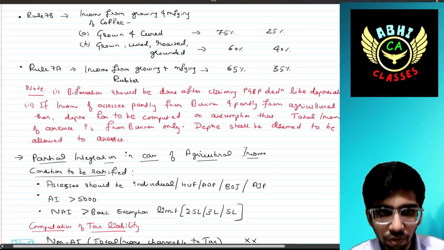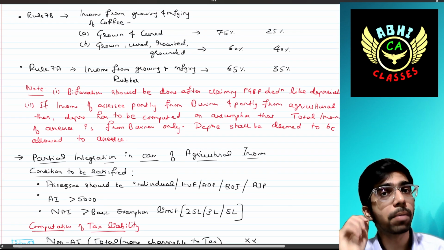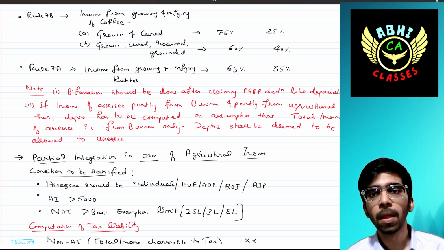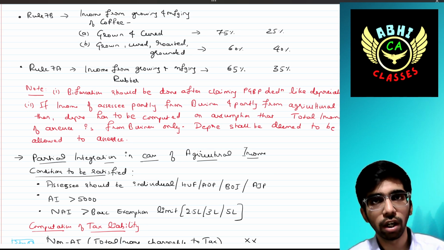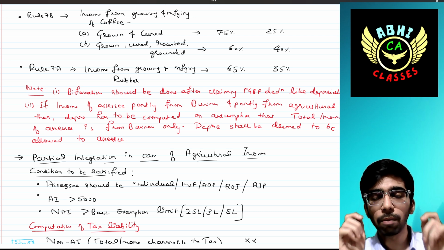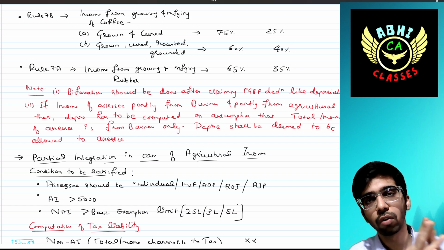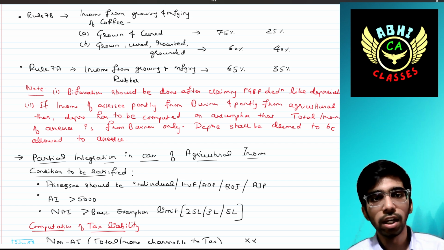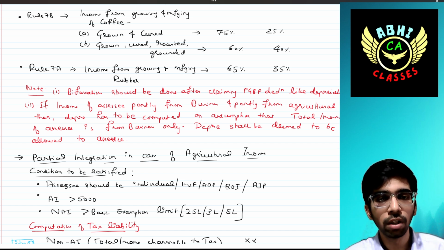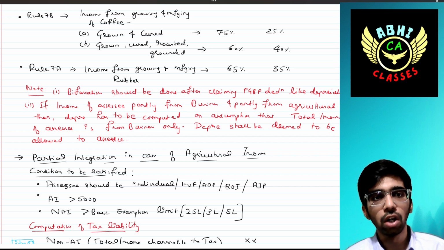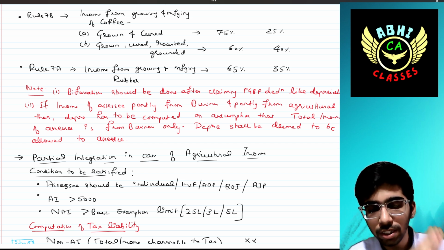Note, bifurcation should be done after claiming PGBP deductions, PGBP meaning business income, like depreciation. First you have to deduct depreciation from the entire income, then we will apportion that income into agriculture and business income. If the income of the SSE is partly from business income and partly from agriculture income, then also depreciation has to be computed on the assumption that the total income of the SSE is from business only.